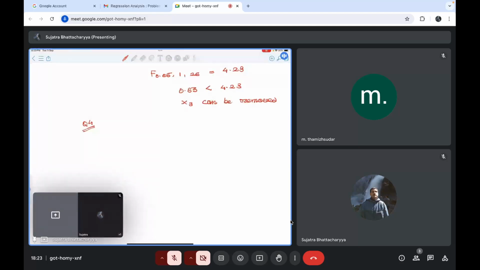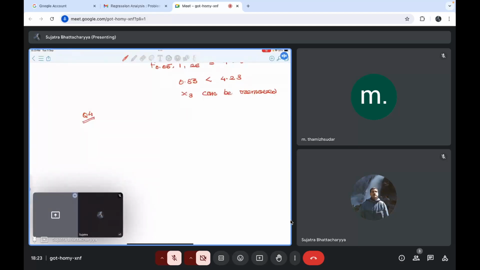So question 4 is the second step of the backward elimination process. Here also you will have to use alpha equal to 0.05 as the testing criterion. But now, after the first step, my model becomes one with three regressors: beta naught plus beta 1 x1 plus beta 2 x2 plus beta 4 x4 plus epsilon, because x3 is now removed.